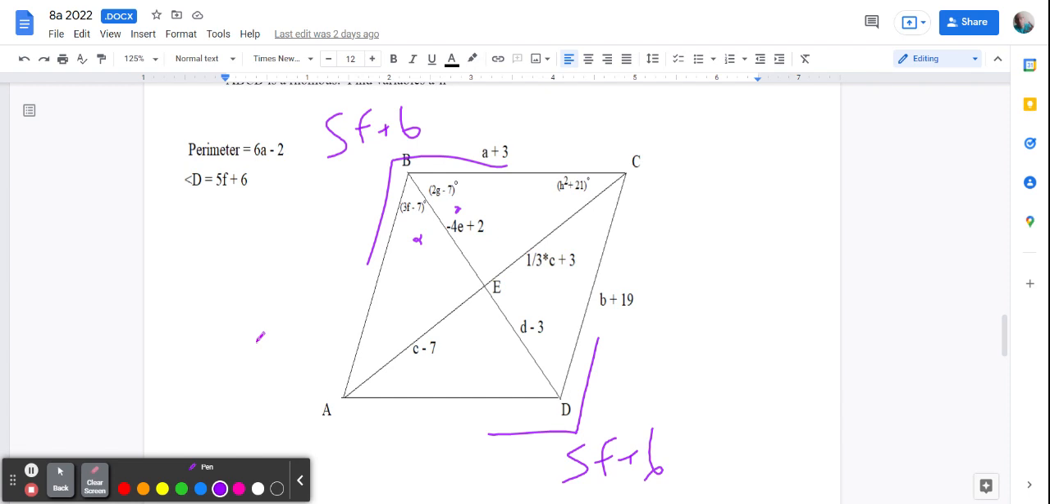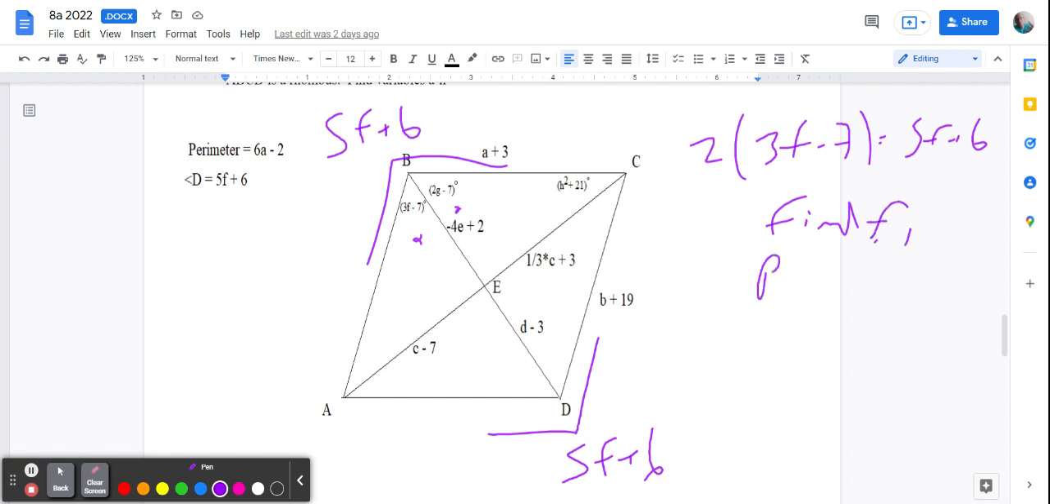So we know we can't combine those things. What we know is that 3F minus 7 is half of 5F plus 6. So we know that 2 of the 3F minus 7 equals 5F plus 6. Okay? So find F. We'll plug it in, and we'll get a number here and a number there. And then we'll find G.